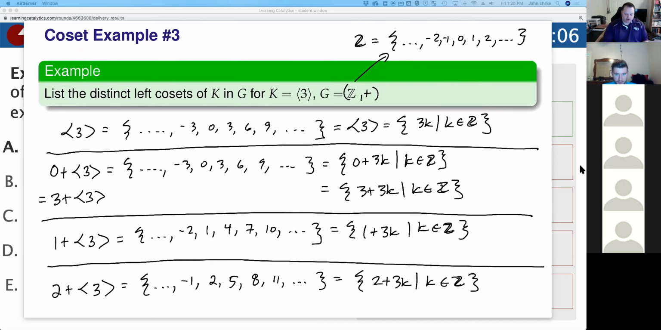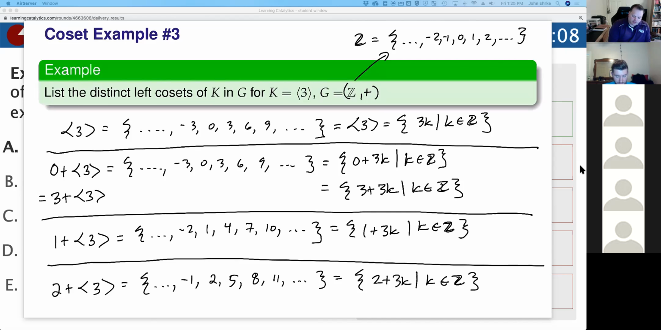So I want you to look, because what we've done here is really quite spectacular. We've taken the integers, which is an infinite group, and we've basically said that in terms of their congruence modulo this subgroup, there's really only 3 distinct left cosets. You get things that are 0 mod 3, 1 mod 3, or 2 mod 3.